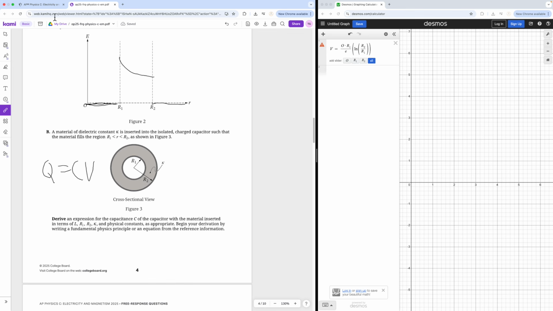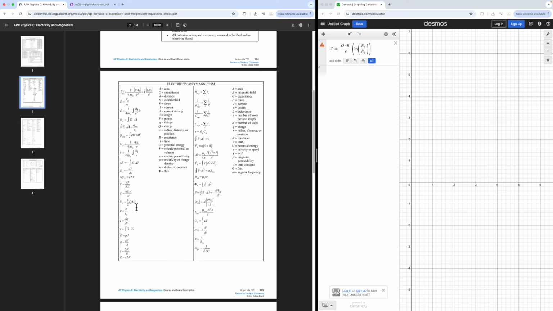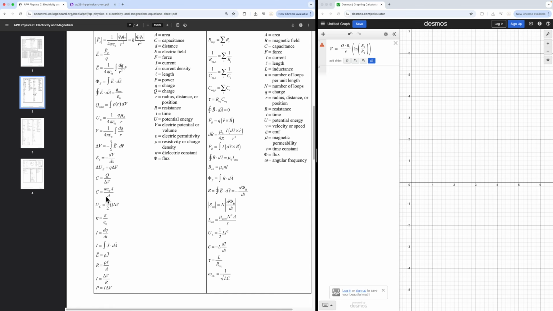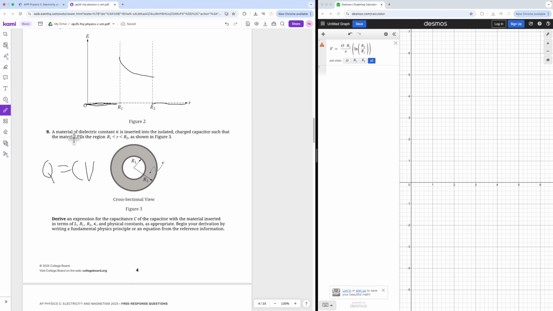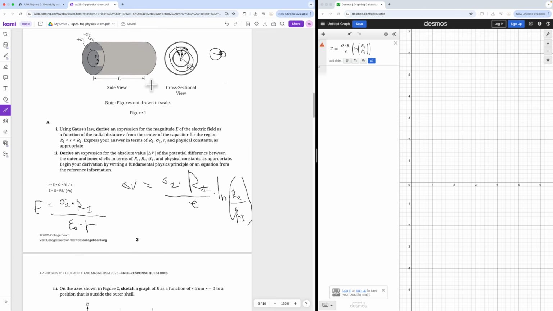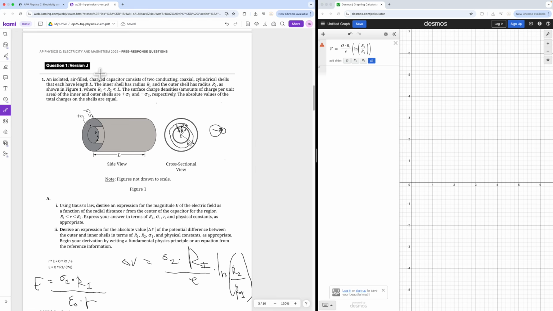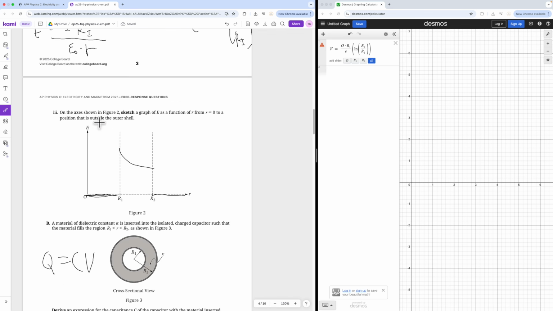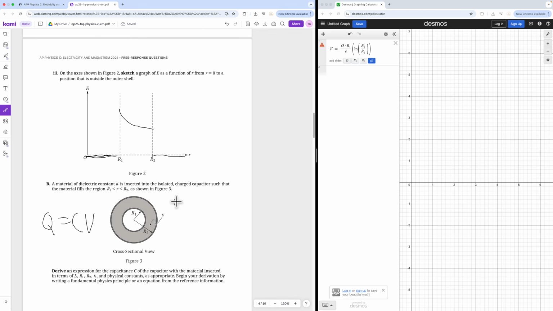But this doesn't include a dielectric constant. What does include a dielectric constant is this equation over here. Let's zoom in for this. C equals your dielectric constant times epsilon times the area of your plate divided by D. But how are we going to use this? The way we could use this is by looking at the relationship with K here. In our original problem, we're being told that it's an air-filled charged capacitor. The dielectric constant of air is 1, so K is equal to 1. But in this scenario, we have a new value of K.